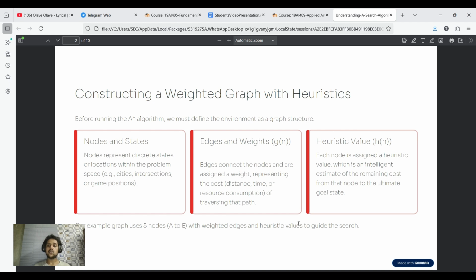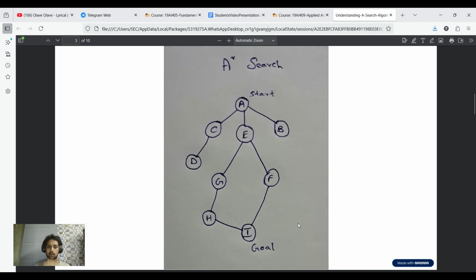Heuristic value. Each node is assigned a heuristic value, which is an intelligent estimation of the remaining cost from the node to reach the goal. One example is a graph using five nodes: A, B, C, D, E, with weighted edges. That means the edges contain some values, and the heuristic value guides the search. For example, I'm taking a graph to explain this.